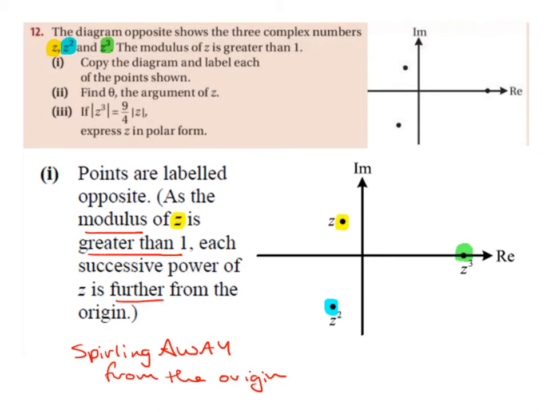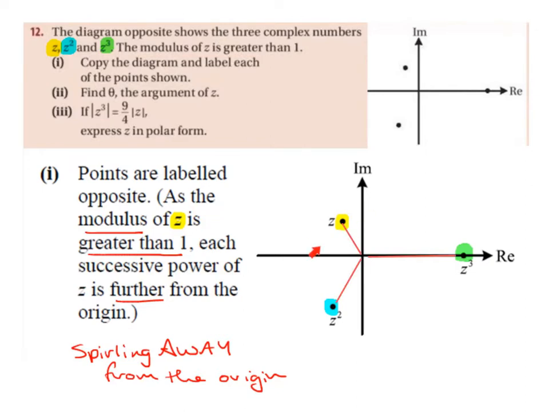So we know that we always start on the positive side of our real axis and we rotate anti-clockwise about the origin. Since z on its own is z to the power of 1, this yellow point must be z because it is the closest to the origin. We can draw in a line connecting each complex number to the origin if we want to physically measure the modulus.